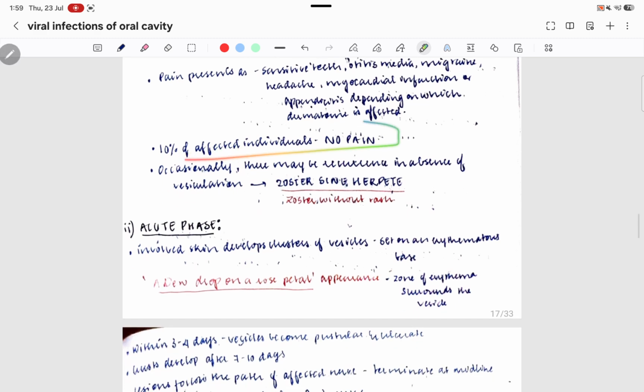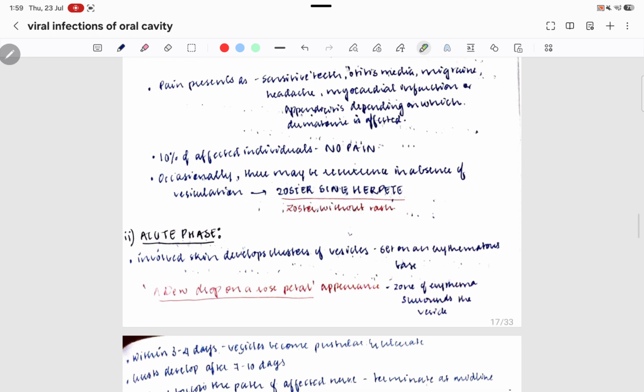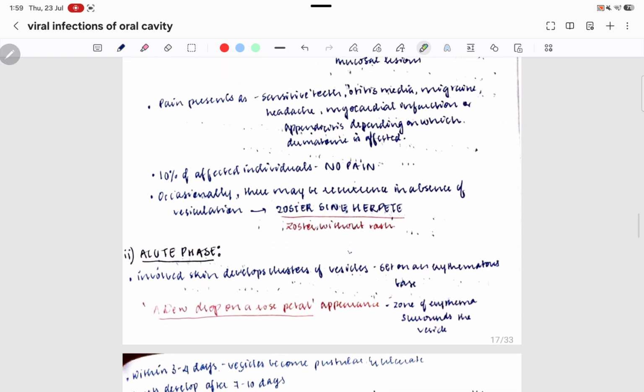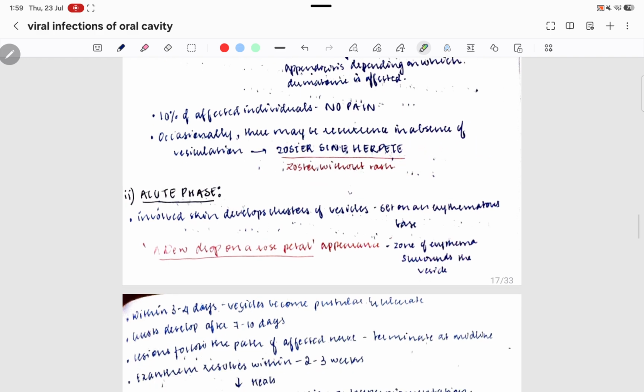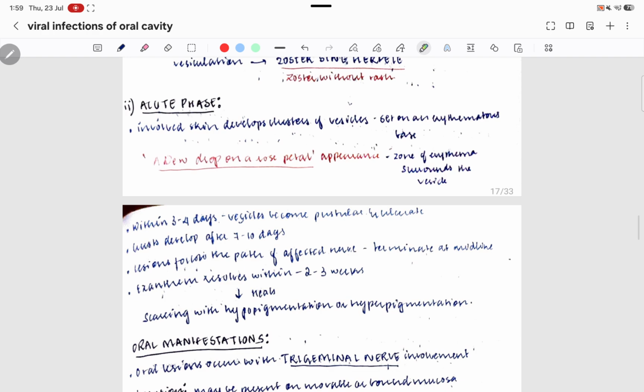10% of affected individuals have no pain. Occasionally there might be recurrence in absence of vesiculation. Okay, zoster sine herpete, which is herpes zoster without a rash. So asymptomatic zoster is called zoster sine herpete. Okay, then there is the acute phase.